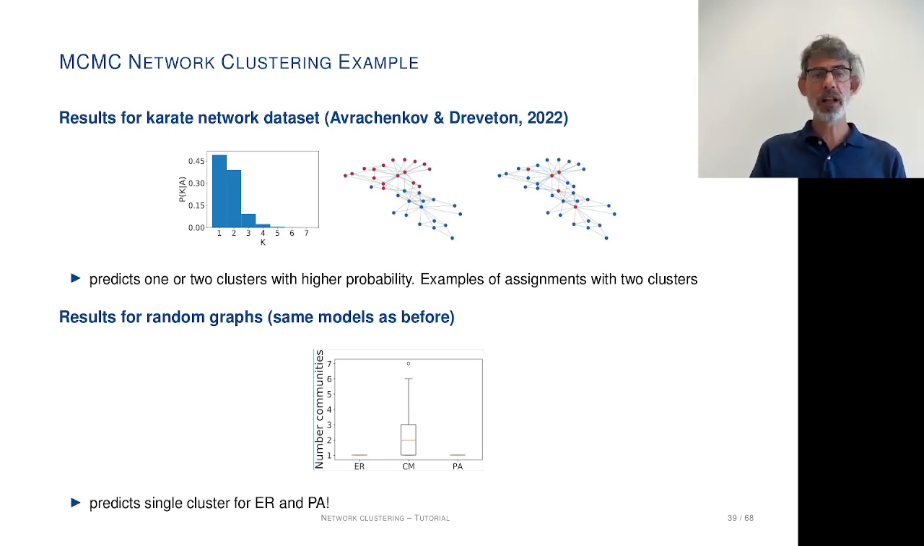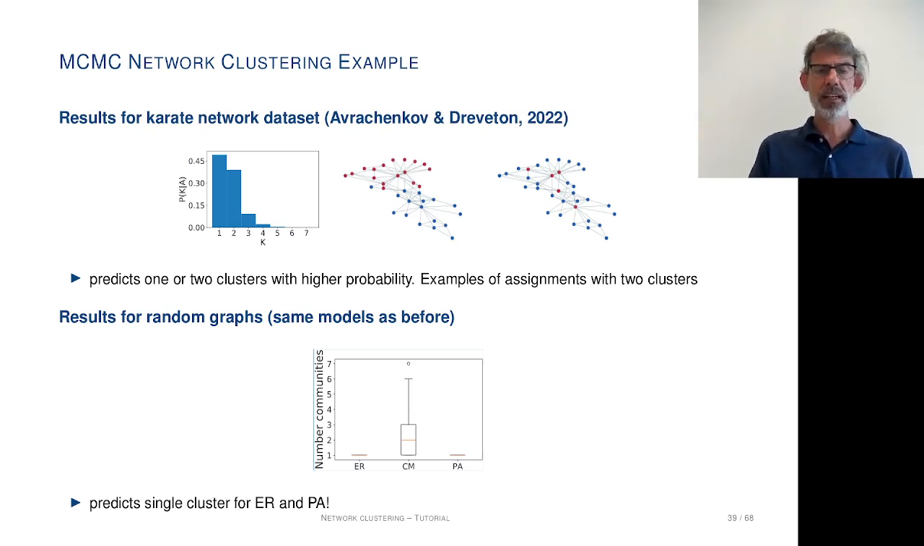A very nice result is that if you apply this technique of Markov chain Monte Carlo to random graphs, what you find is that the number of communities is very low. So for the Erdős–Rényi and preferential attachment models it is 1, and for the configuration model it is also a small number.